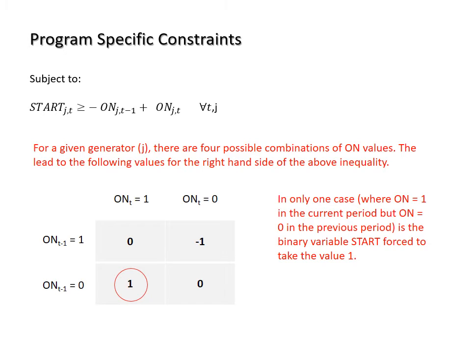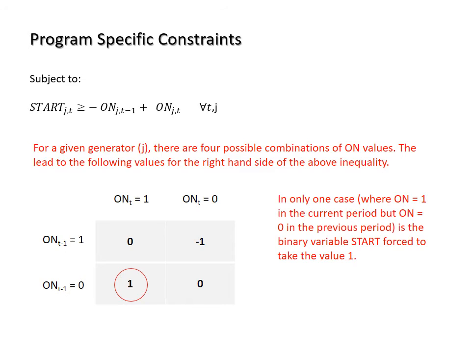But if the last time period the plant was off, so on T minus 1 equals 0, and in the current time period on T equals 1, the value of the right-hand side of this inequality is equal to 1. And so for the inequality to hold, if the right-hand side is equal to 1, then the left-hand side, start, has to be 1 as well. Remember, start is a binary variable. So the way we've written it effectively makes sure that start is going to be 1 whenever on T minus 1 equals 0 and on T equals 1.